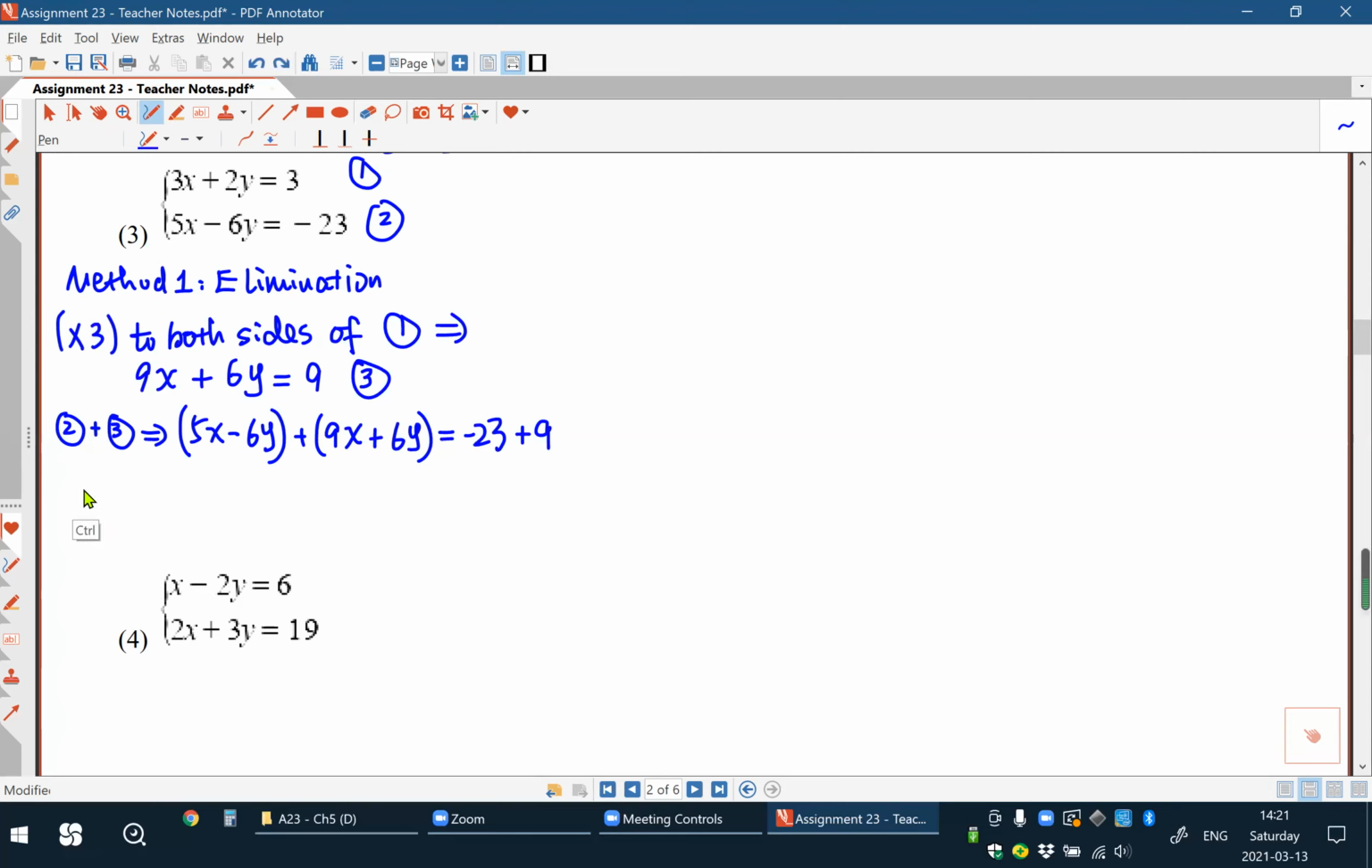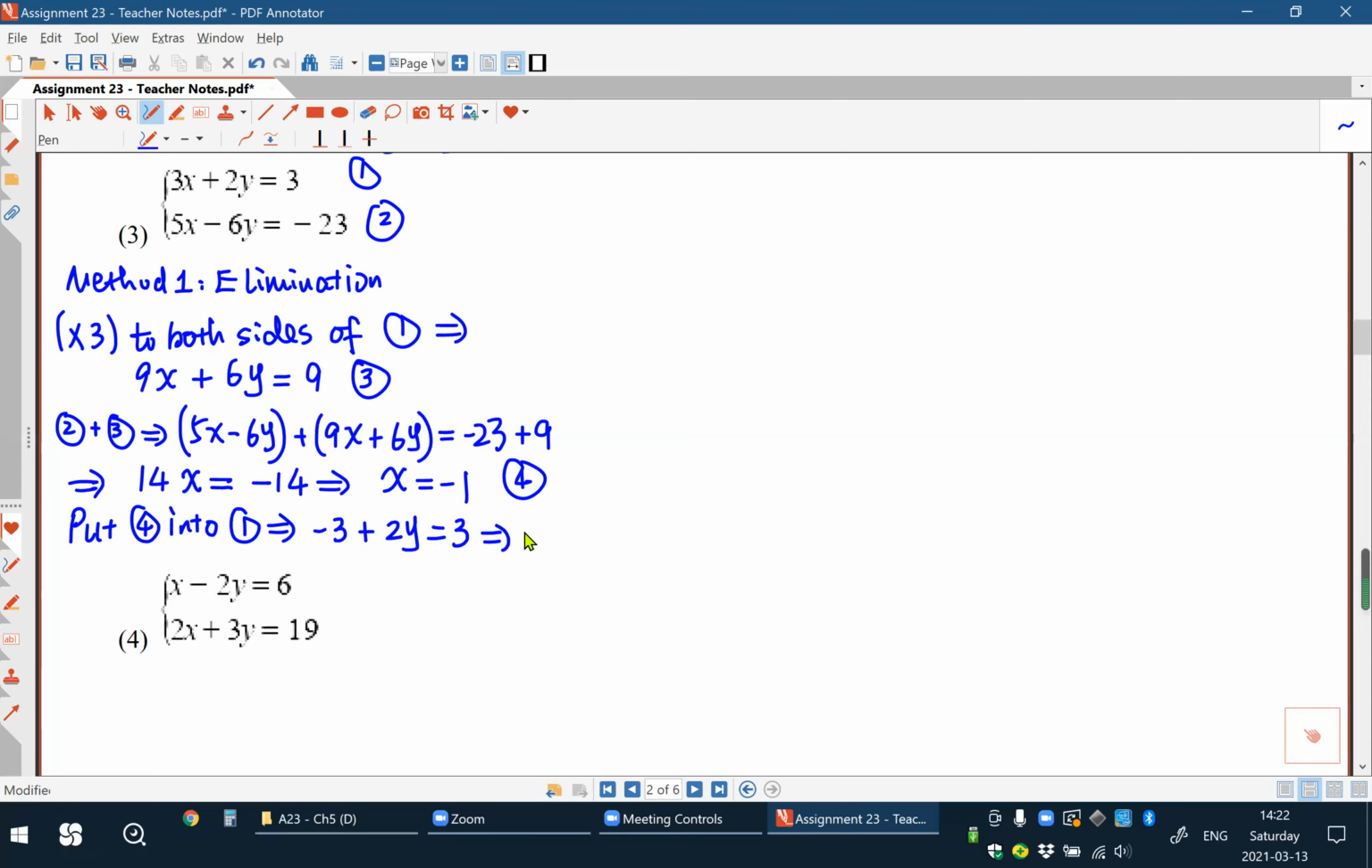And then we can simplify this equation, which you will get 14x. Y has been eliminated, right? This is why we call this elimination method. 14x equals minus 14. And we can solve x is minus 1, right? Let's call this 4. And then we can put 4 into 1. Then you will get minus 3 plus 2y equals 3. This you will get y is 3, right?